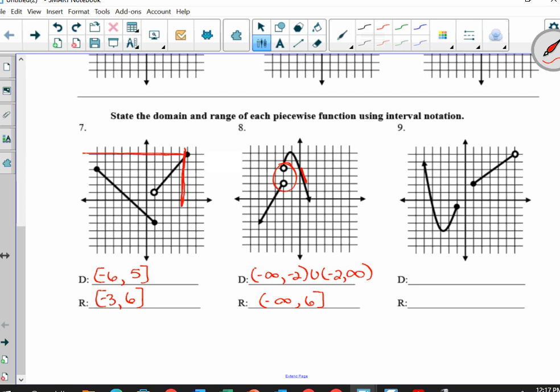All right, number 9, what did you put for domain? 6 with a parenthesis, right? Okay, what about range? Okay, good job. We okay with that one? Again, there's this big gap over here, but it's filled in by the y values on the left. Do you see it? Okay, turn the page for me. Does that make sense, Chris?